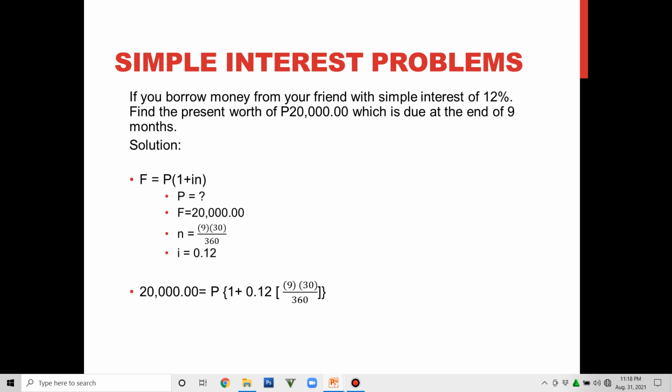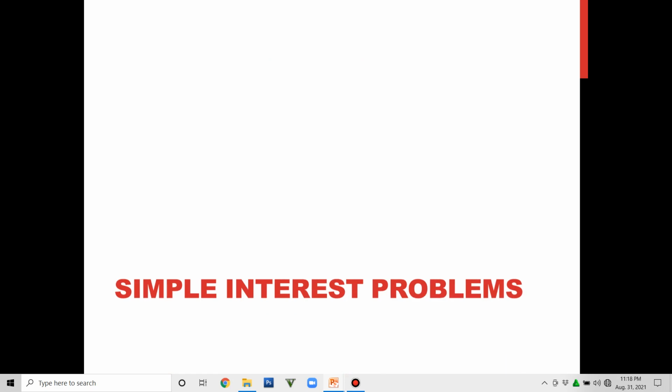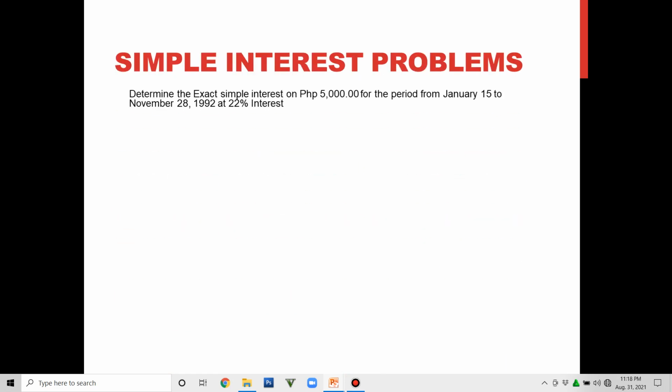So we'll come up with the value of P. So divide both sides by 1.09. So we'll come up with 18,348.62 pesos.